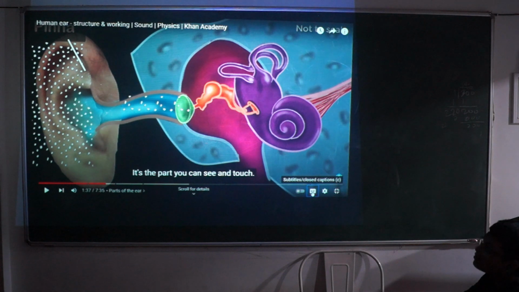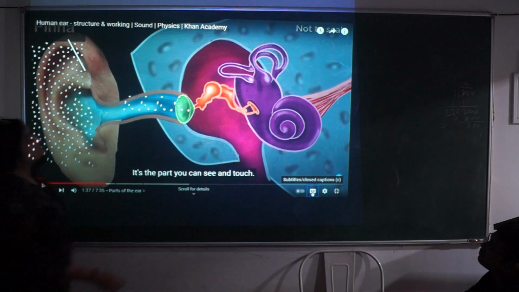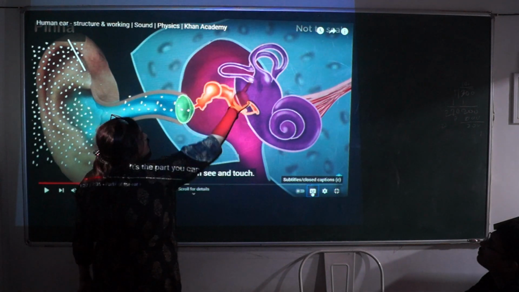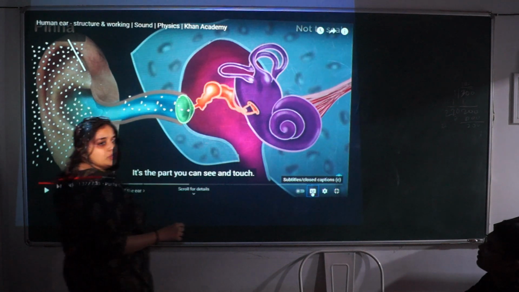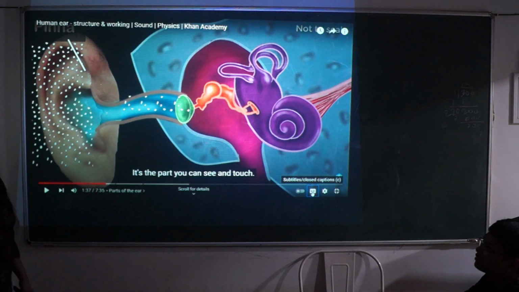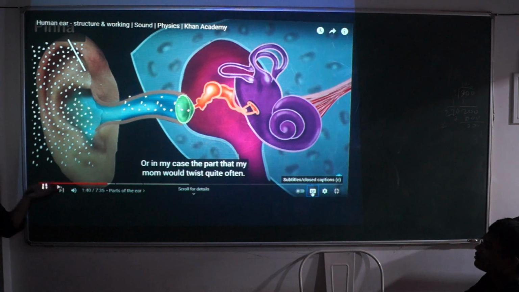Eustachian tube. What is the name of the part above? Which part? The swollen part. No. The ampulla. Ampulla. A-M-P-U-L-L-A. The eustachian tube is not a part of the middle ear. It just connects.